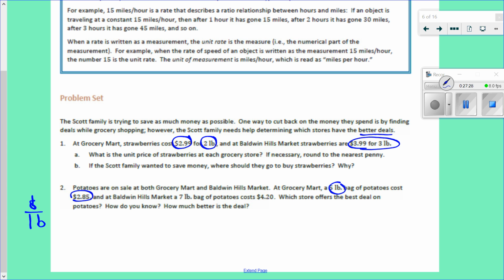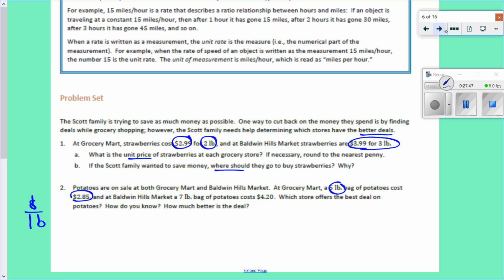No, you have to do both of them. So the first part, what's the unit price? In other words, take them both down to 1 pound. And then the second part, where should they go? So that we're asking you to compare those two and tell me which one is the better deal. Okay?